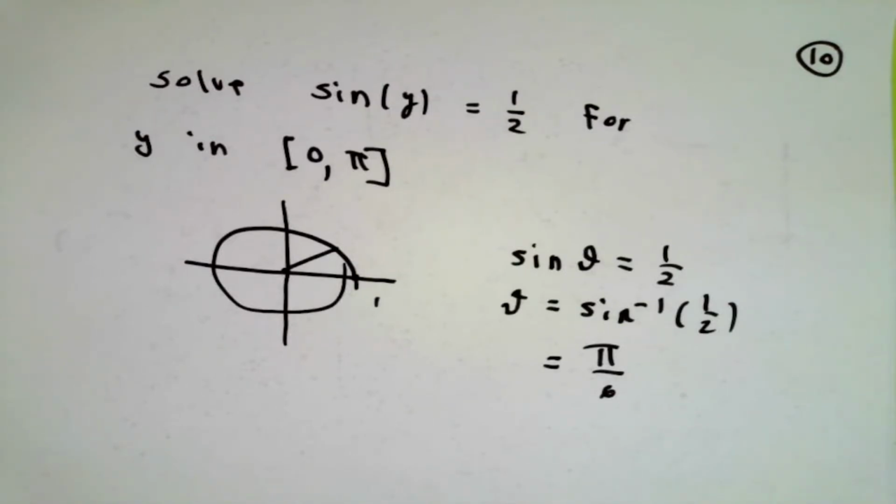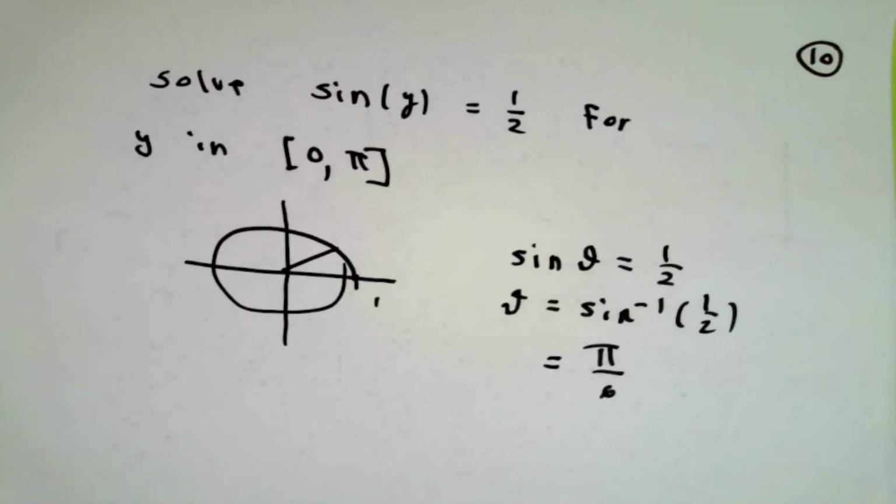One solution of sine of theta equals 1/2 is theta equals arc sine, or inverse sine, of 1/2, which is pi over 6 radians. I need another angle in the range from 0 to pi, 0 to 180 degrees, that will also give me sine of theta equals 1/2.